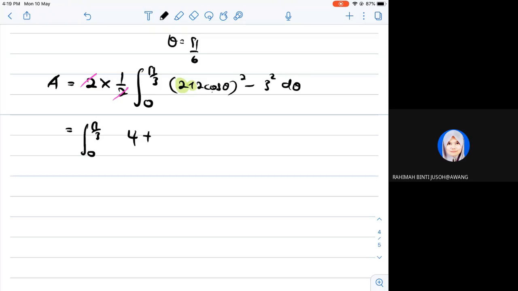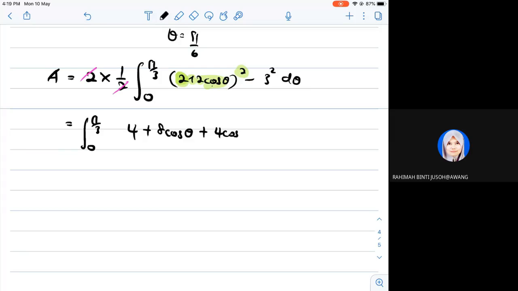And then what happens next guys? You have to multiply everything. 2 times 2 times 2 cos theta. So 2 times 2 is 4, times 2 cos theta becomes 8 cos theta. Like that. The last one, you add (2 cos theta) squared. Only the last one is squared. So we will have 4 cos squared theta. That is how to expand it. Okay, that's it. Minus 3 squared, 9. Like that. So d theta.